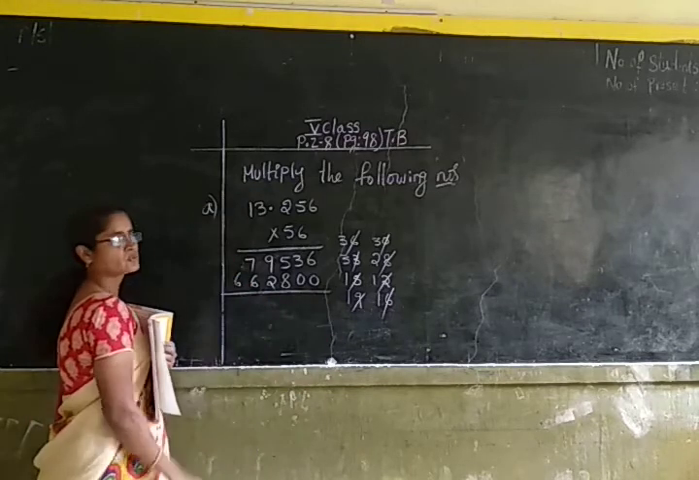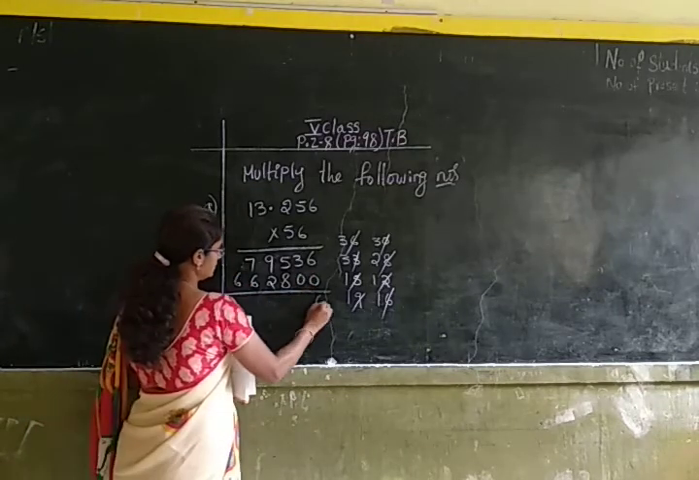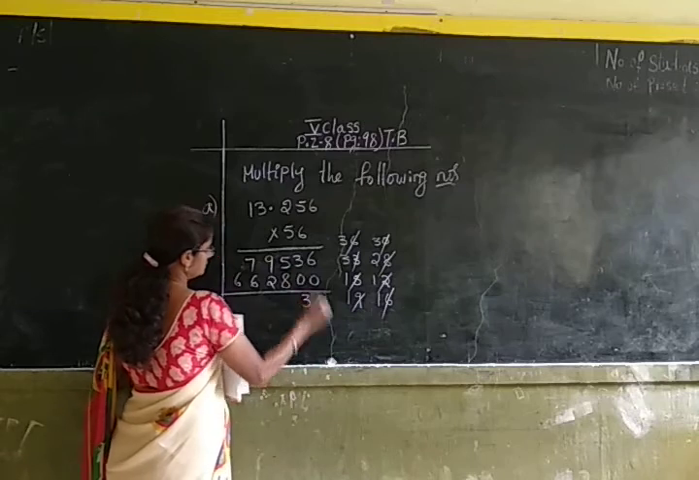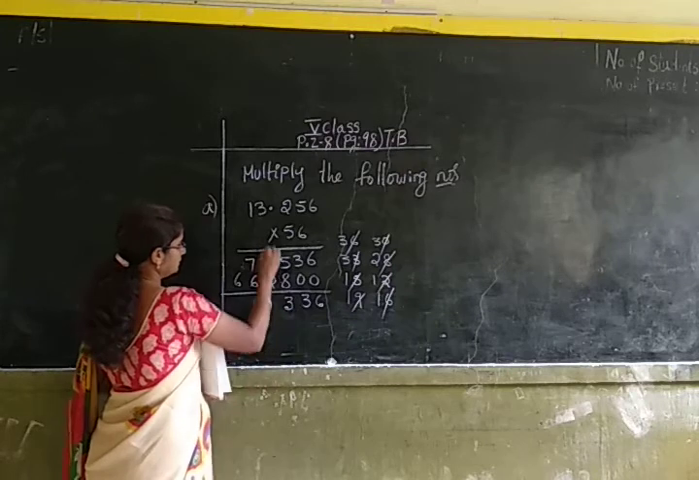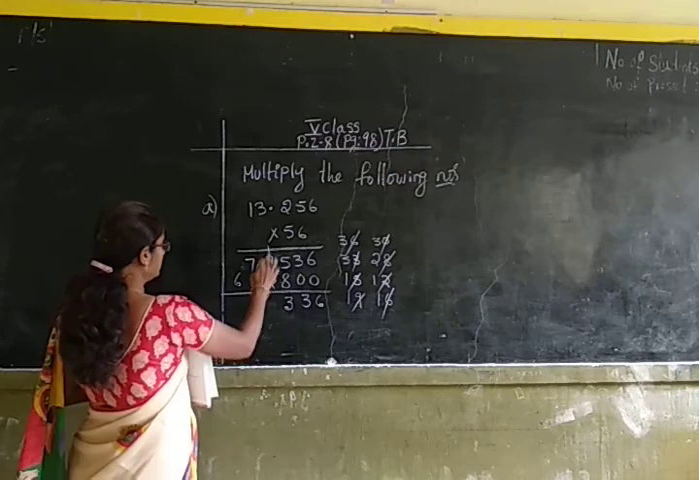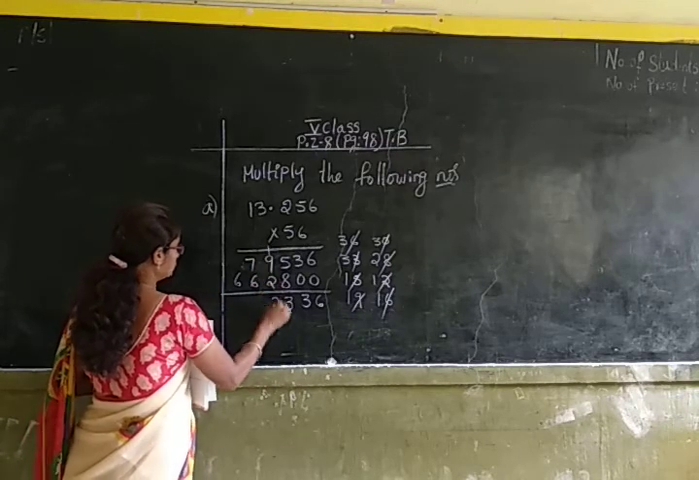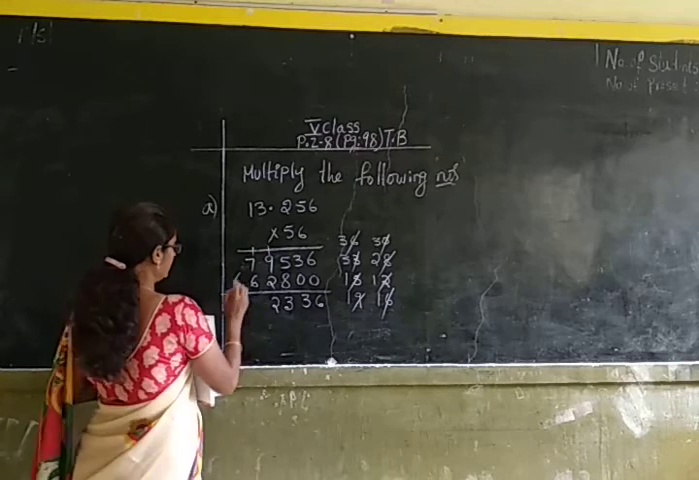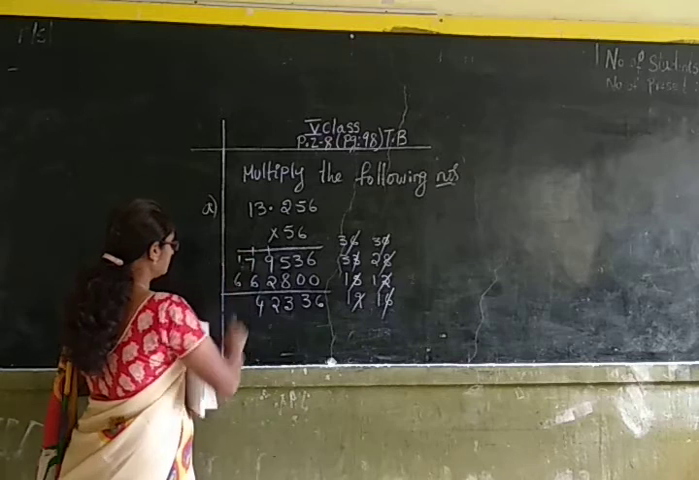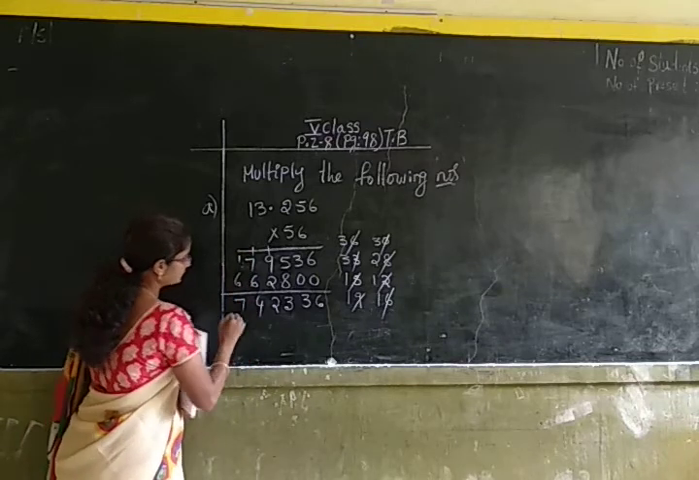Now let us add both the products. 6 plus 0 is 6. 3 plus 0 is 3. 8 plus 5 is 13. 9 plus 1 is 10. 10 plus 2 is 12. 7 plus 6 is 13. 8 plus 6 is 14. 6 plus 1 is 7.